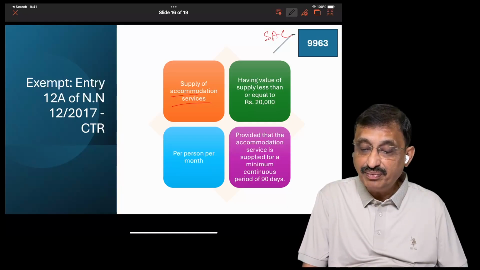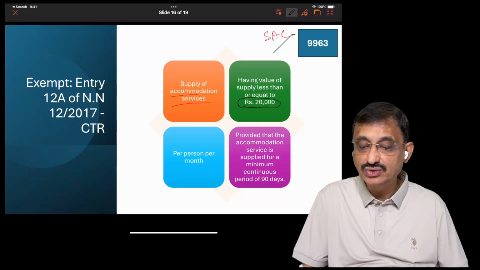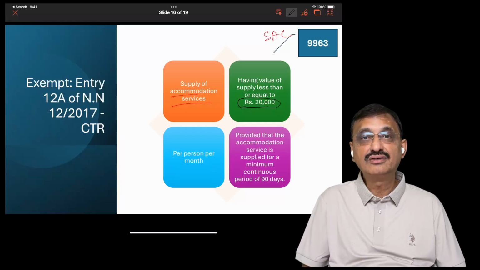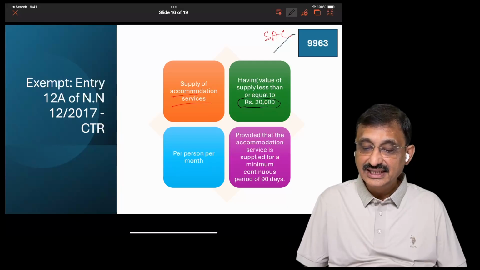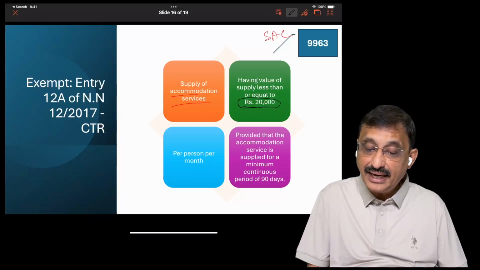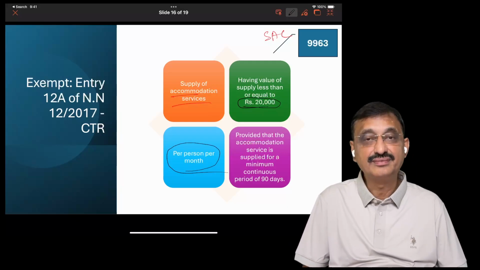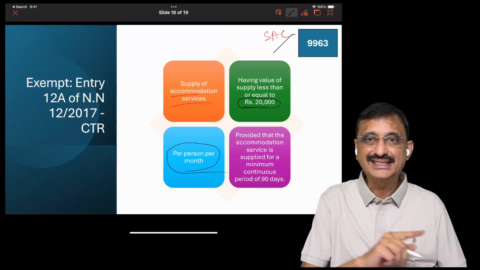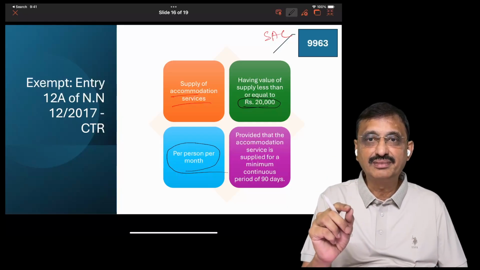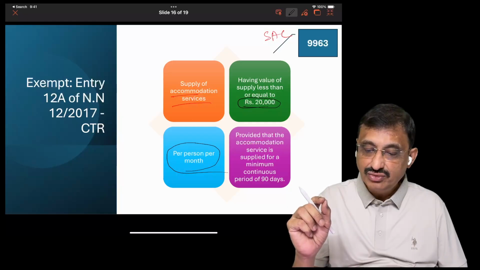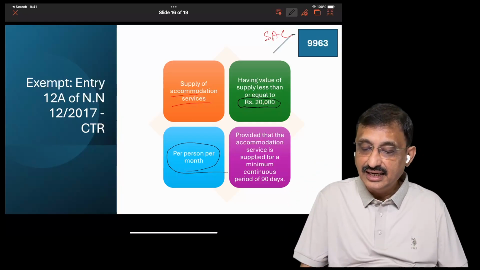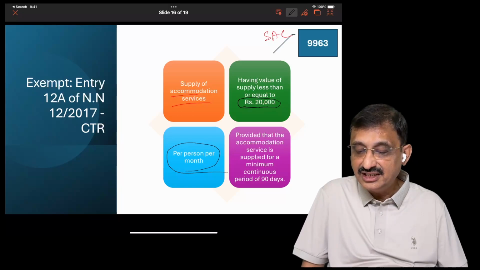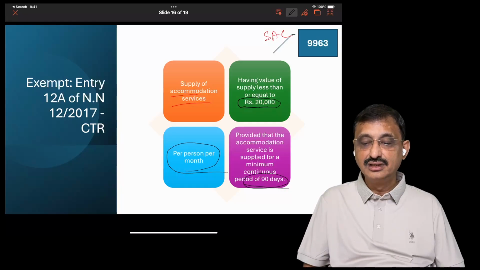To a person having value of supply less than rupees 20,000. The value of supply is less than 20,000 rupees per month per person. The value of accommodation should be less than or equal to 20,000. And the accommodation should be provided for a minimum of 90 days.